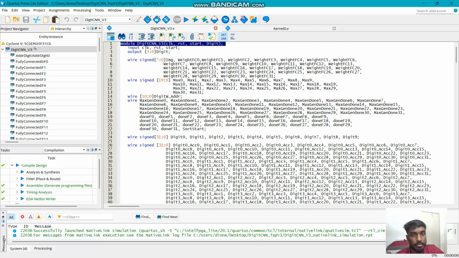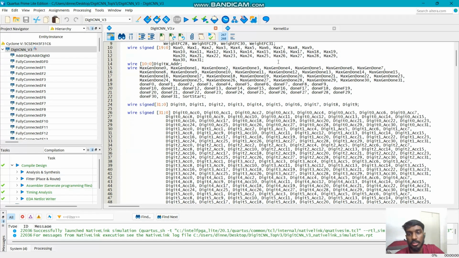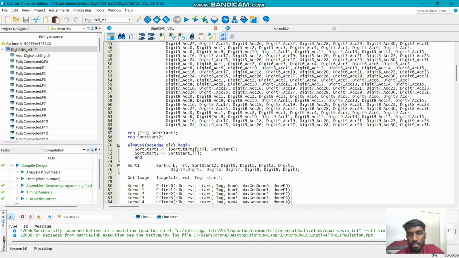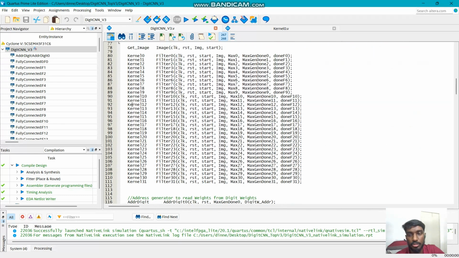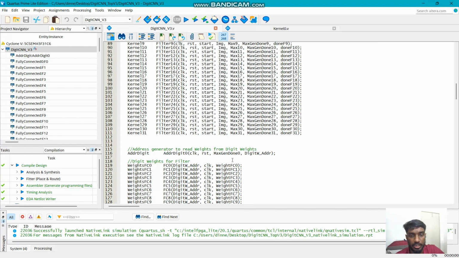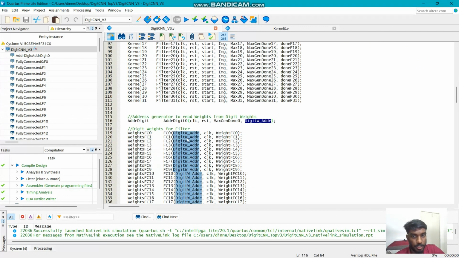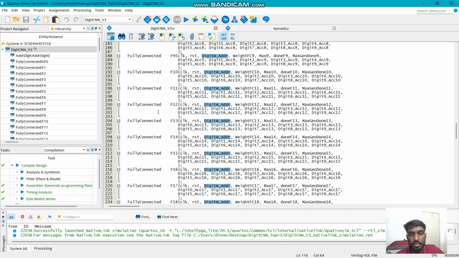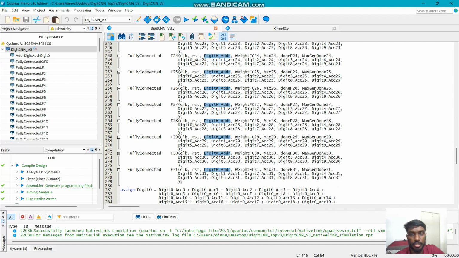Let's see what I just mentioned. In the Verilog design 2, it will be kernel 0 until kernel 31, then the address generator for the weights for the fully connected layer, and this is the fully connected layer modules 0 until 31.